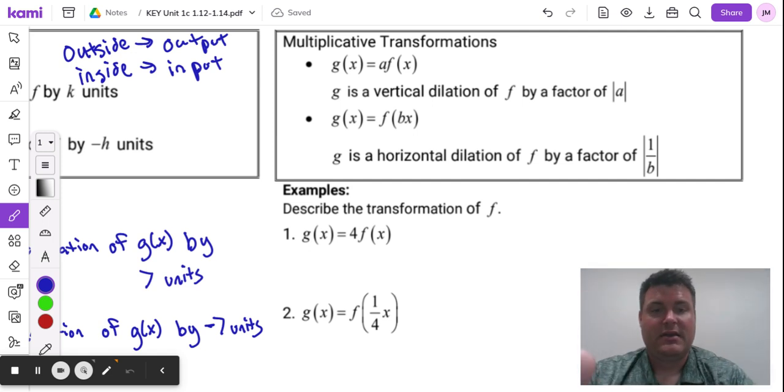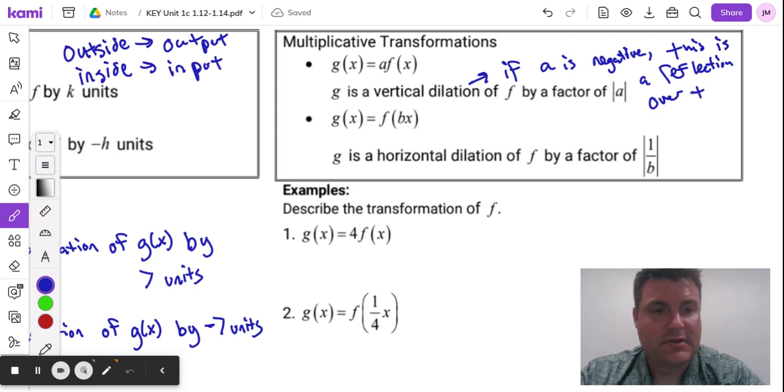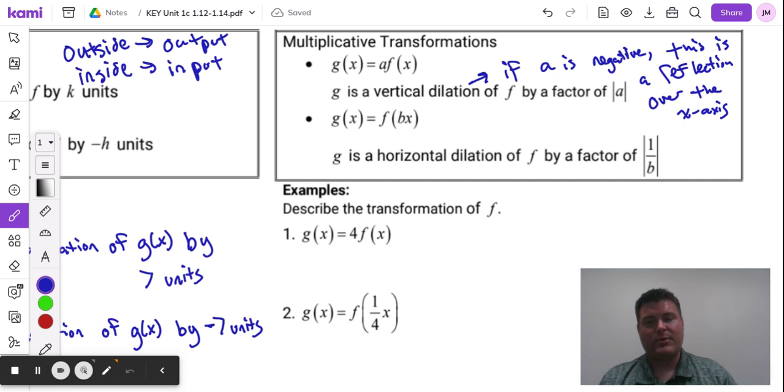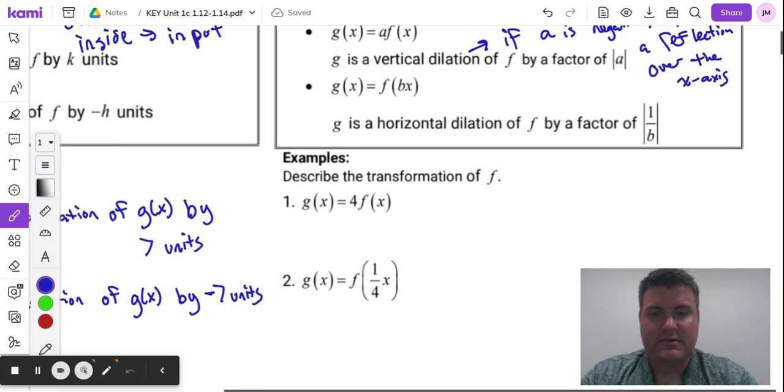Quick little note here. If a is negative, this is for the vertical dilation. If a is negative, this is a reflection over the x-axis. Okay, we don't deal with negatives for the horizontal dilation, so I'm not worried about that. Okay, so describe the transformation of f.